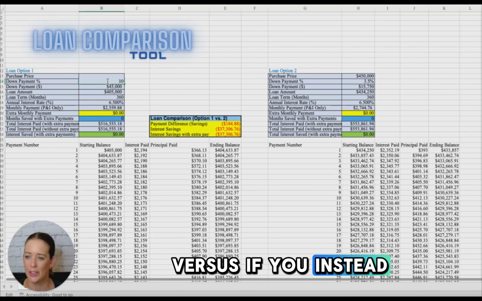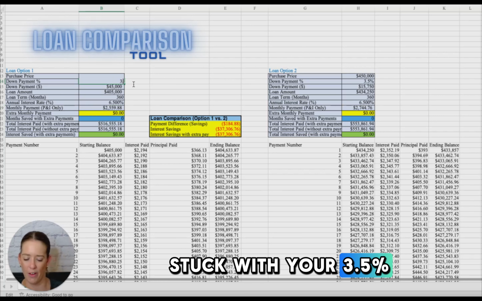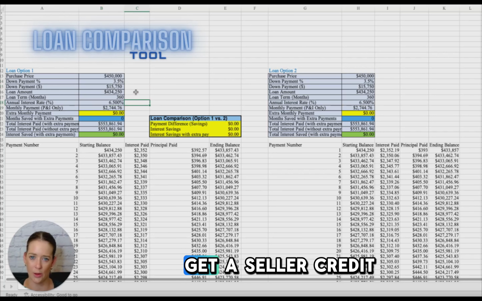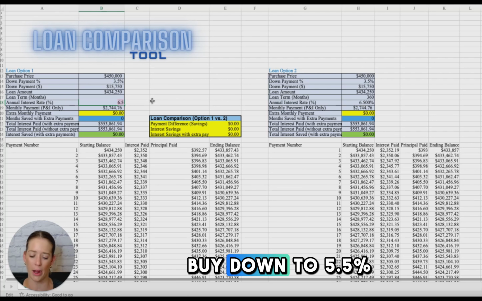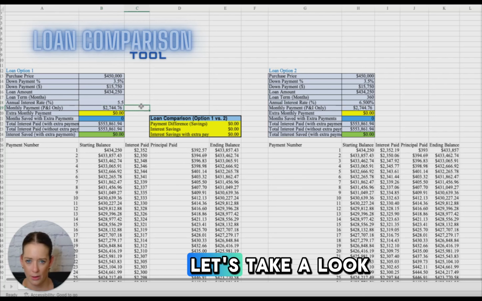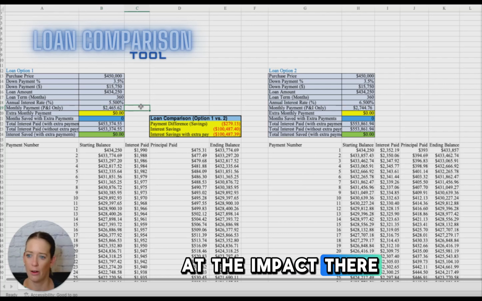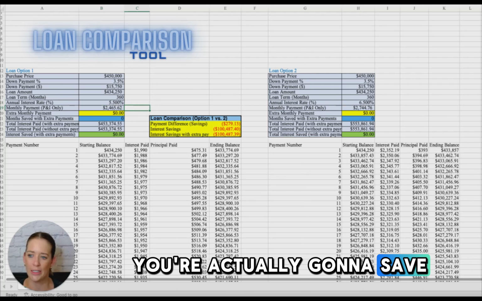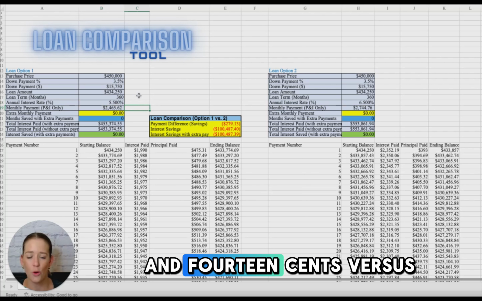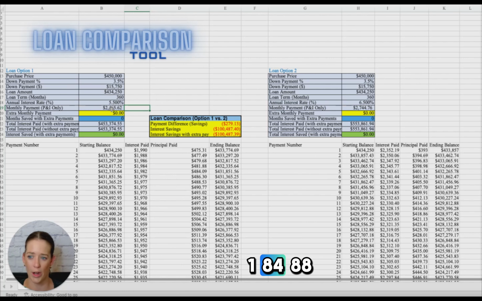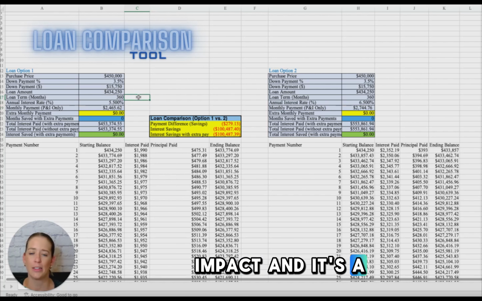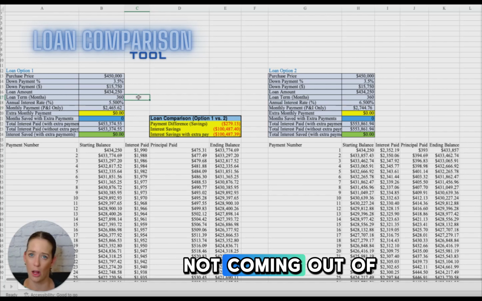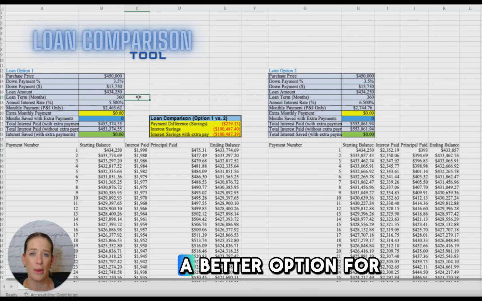Versus if you instead stuck with your 3.5% down payment, and let's say you get a seller credit of $10,000 and you can utilize that for a rate buy down to 5.5%. Let's take a look at the impact there. If you do that, you're actually going to save $279.14 versus $184.88. So definitely a bigger impact, and it's a seller credit, so it's money that's not coming out of your pocket. So that might be a better option for you.